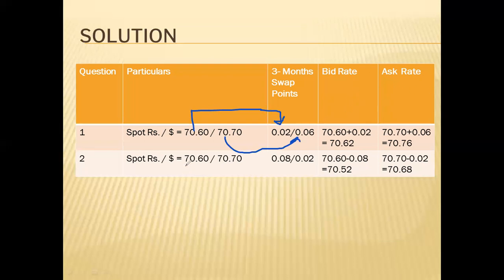Now come to illustration number 2. Spot rate is given, swap points are also given, but this is decreasing in nature. What you have to do is subtract. So 70.60 minus 0.08. Bid side you will subtract from the bid rate, and ask side you will subtract from the ask rate, because this is decreasing in nature. Here you can directly subtract and you will get the answer. So this is how you can calculate the forward rate using the swap points.